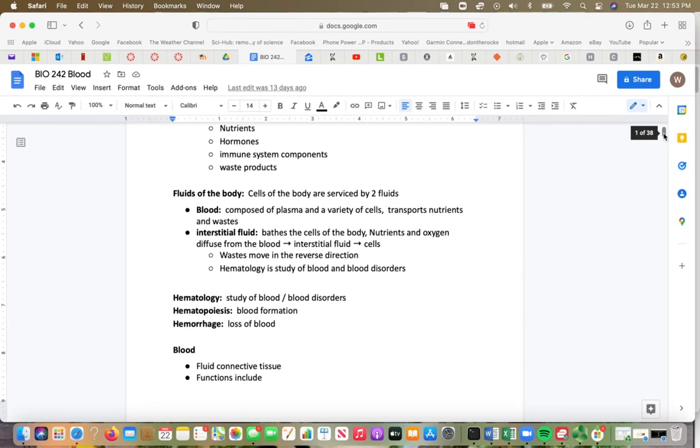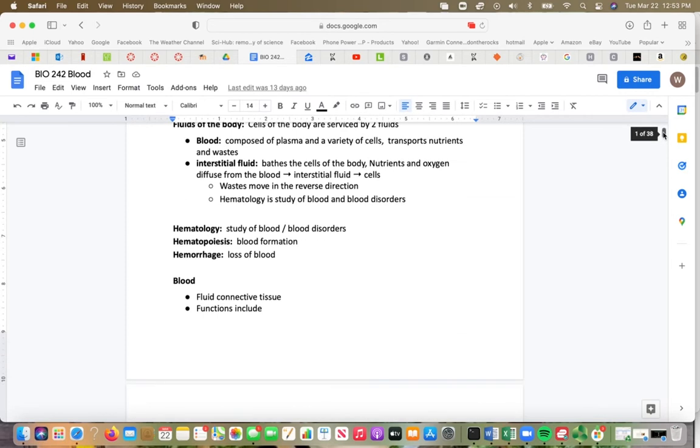We also have the interstitial fluid that bathes the tissues. It will move nutrients and oxygen. They will diffuse from the bloodstream into the interstitial fluid and then into the cells. It will move the waste in the reverse direction, helping to haul it away. So hematology is the study of the blood and blood disorders.